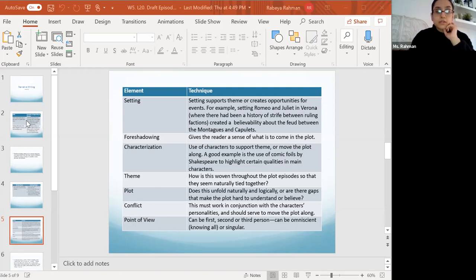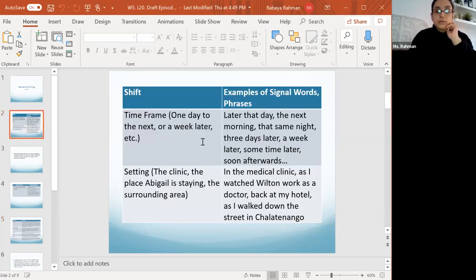All right, I'm gonna put the other slide up, the one that discusses examples of signal words and phrases you can use to showcase shifts in time or setting, right? But if you're talking about one specific setting or one specific time, it's not necessary to include these things. But if you are shifting from a previous scene to the one you're discussing now, make sure you have already included those things, right? Maybe your second episode was something that happened a year ago. Are you telling us that your third episode is a year later, right?